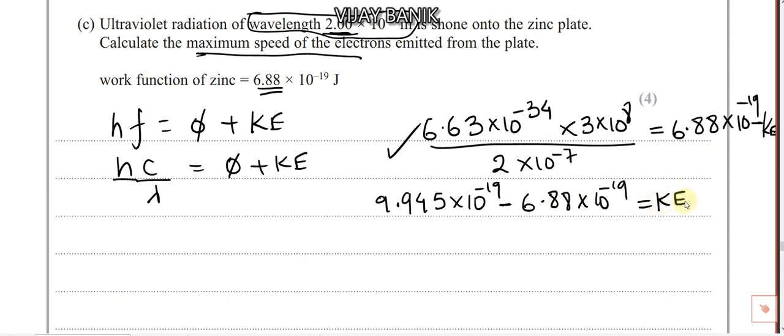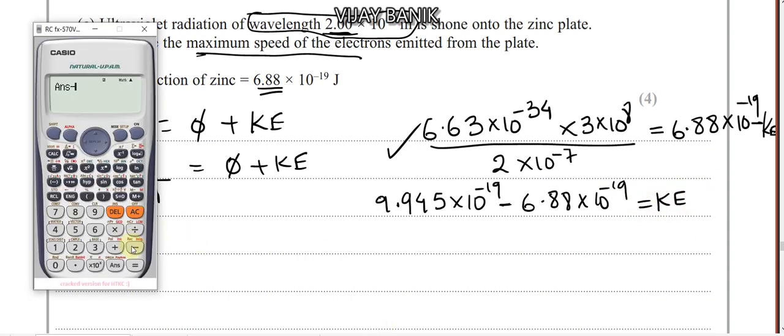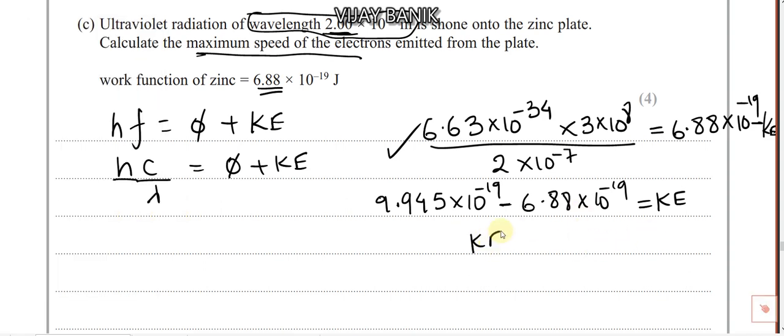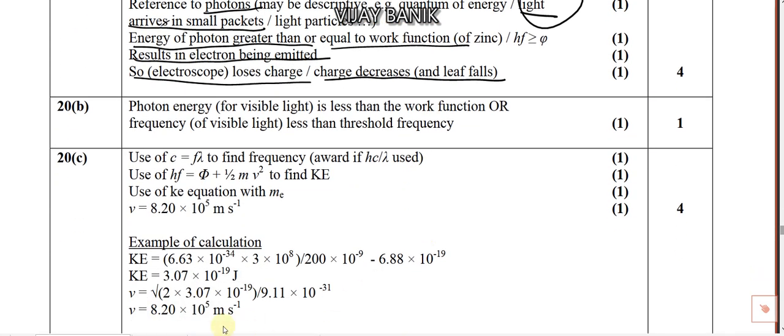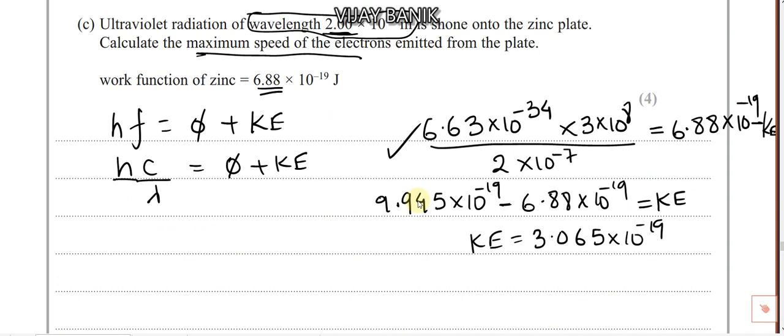So there is your kinetic energy. Let me subtract it from the answer: minus bracket 6.88 into 10 raised to minus 19, close bracket. Always give brackets. So 3.065 into 10 raised to minus 19. So kinetic energy is 3.065 into 10 raised to minus 19. Let me see if my answer till here is correct first, then I'll go ahead. Here, 3.07 into 10 raised to minus 19. Yes, it is correct. Now we have to find the velocity of the electron.